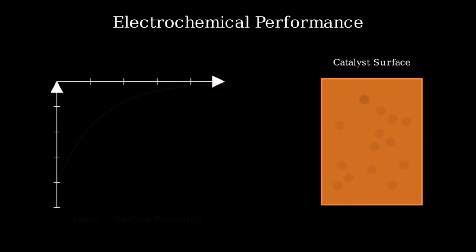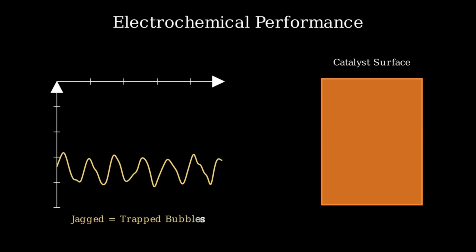If your graph is violently jagged and noisy, rhythmic noise is often just large gas bubbles growing and popping off your electrode surface. However, random, sharp spikes usually mean a loose alligator clip vibrating on your desk.